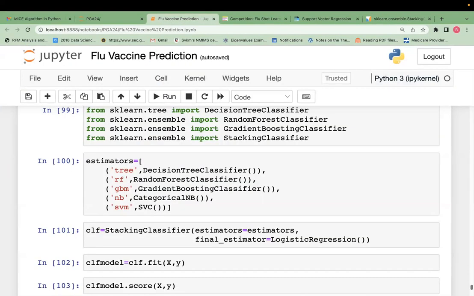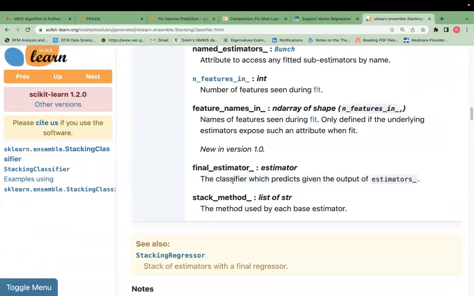Comparative estimator, base estimator. You have to have a comparative estimator, right? So in this case, the final estimator is the classifier which predicts given the output of the estimators. So whatever is the best is the final estimator. We have given multiple models, right? So in this case, logistic regression is the best fit model. Comparative estimator we gave, no? Final estimator comparison is logistic regression.